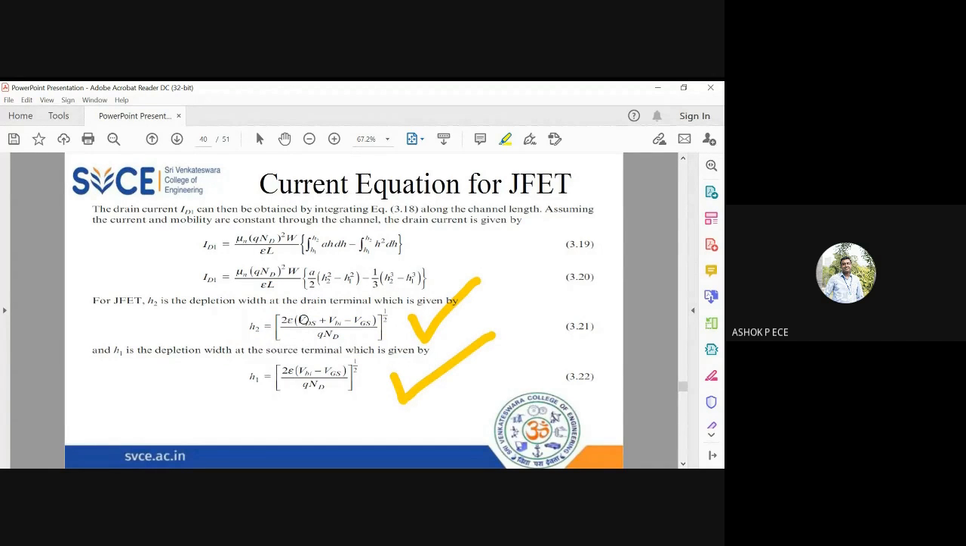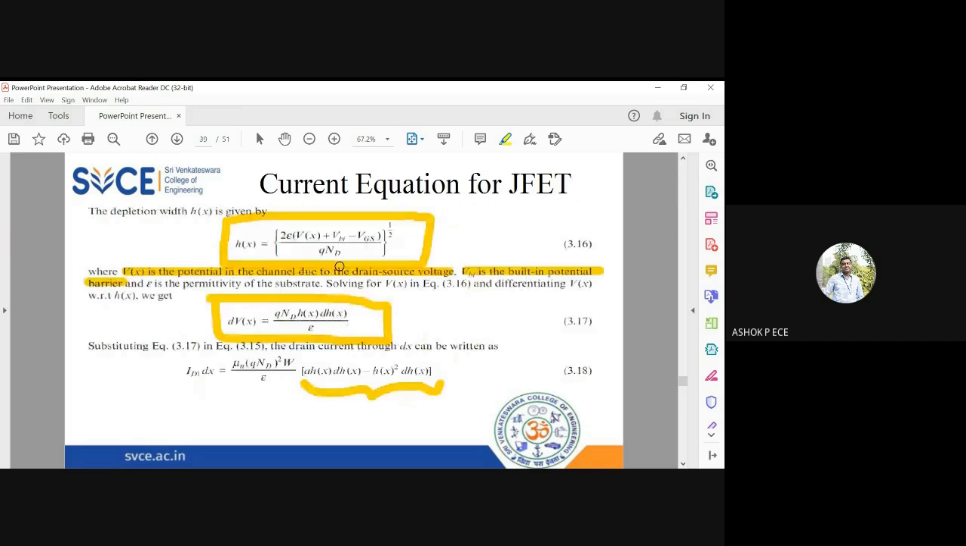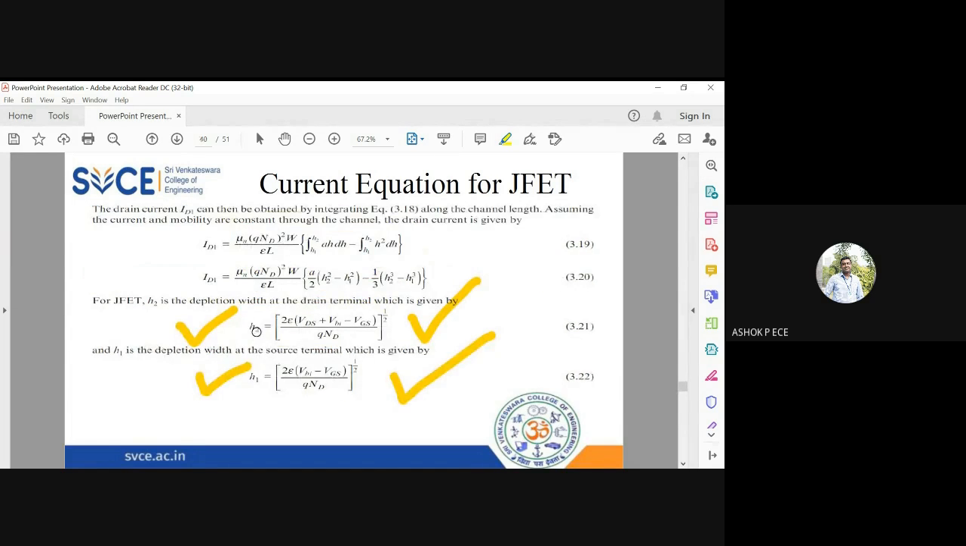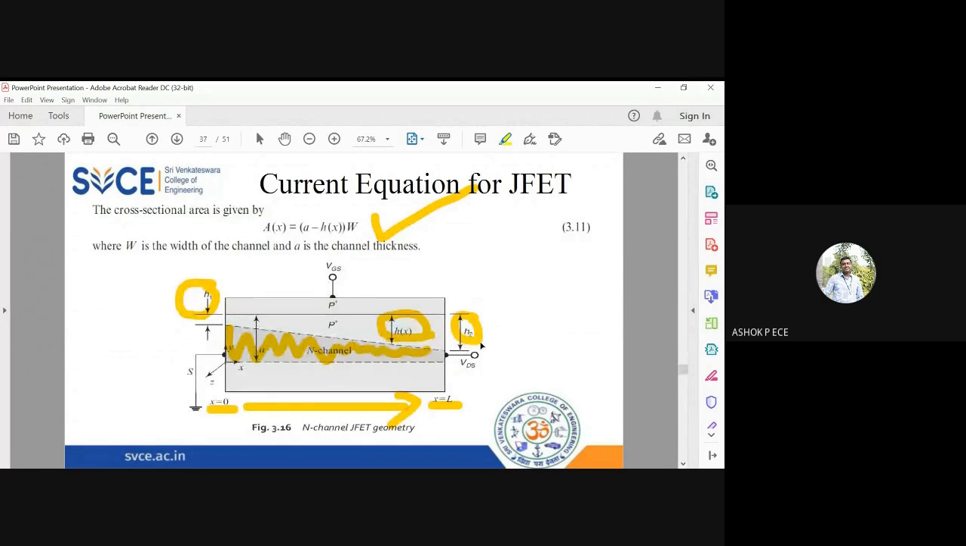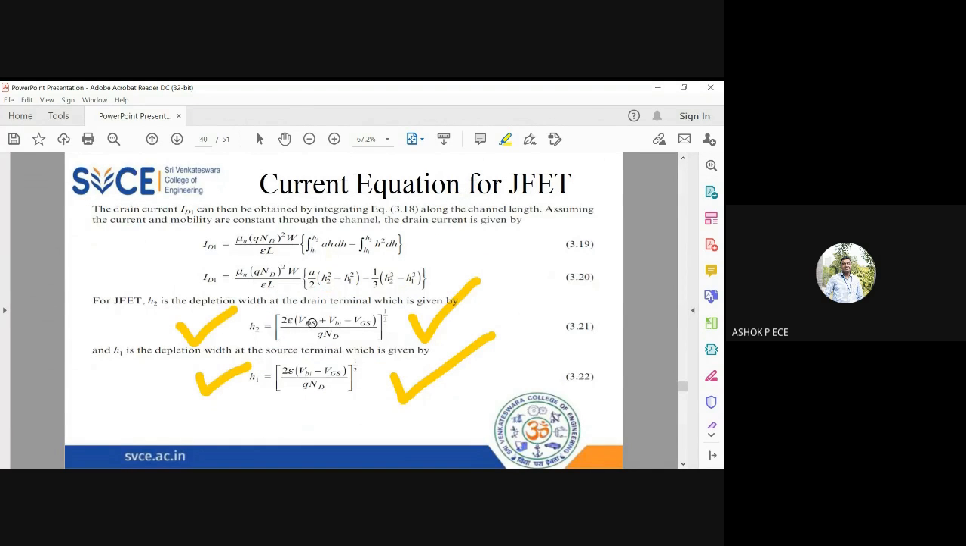So at the source terminal, VDS will not be there, so VDS will be 0. At the drain terminal, you will have the effect of VDS because I'm applying a voltage VDS. Where is this equation for H1 and H2 coming from? From the barrier potential. See this equation for h of x; from this h of x only, I'm writing the values for H1 and H2. If I take H2, it is at the drain, so I'll be including VDS. If I take H1, it is at the source, so I'll be neglecting VDS. See the diagram: H1 is at the source and H2 is at the drain. The source is grounded, and at the drain I'm applying a voltage VDS. That's why I'm taking VDS at the drain terminal, and putting VDS equal to 0 at the source terminal.